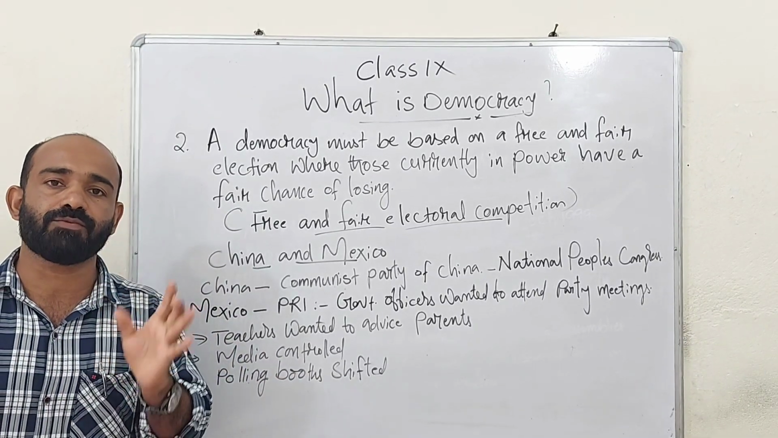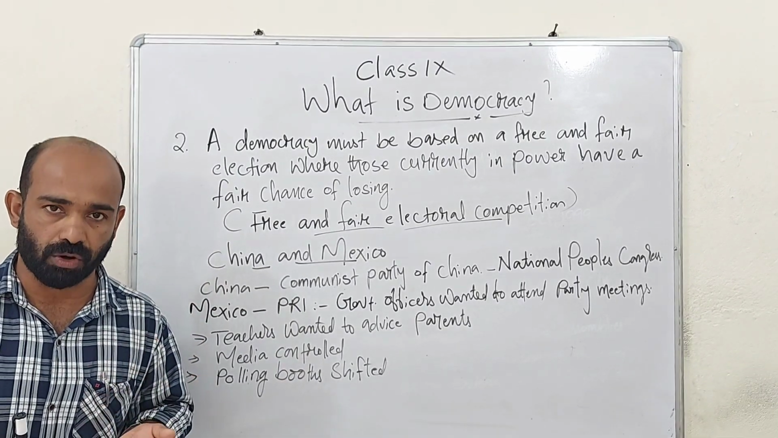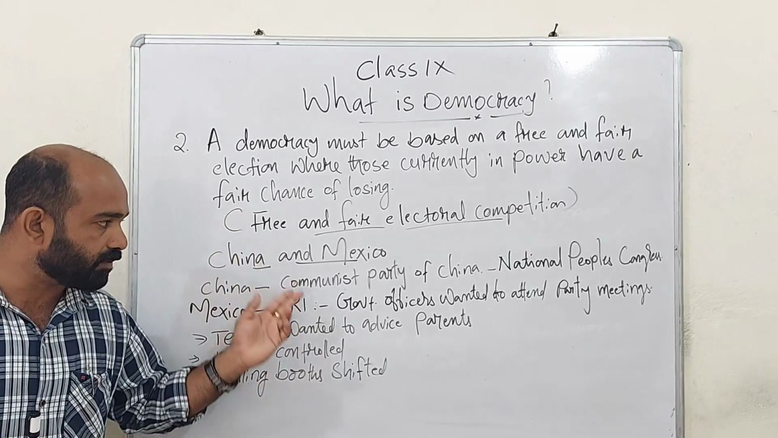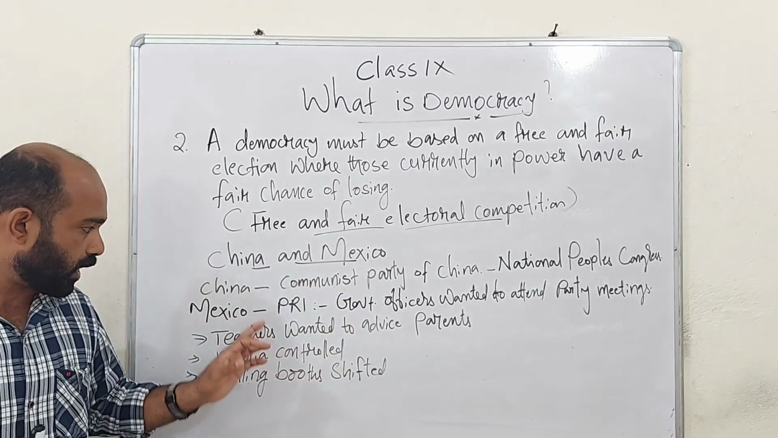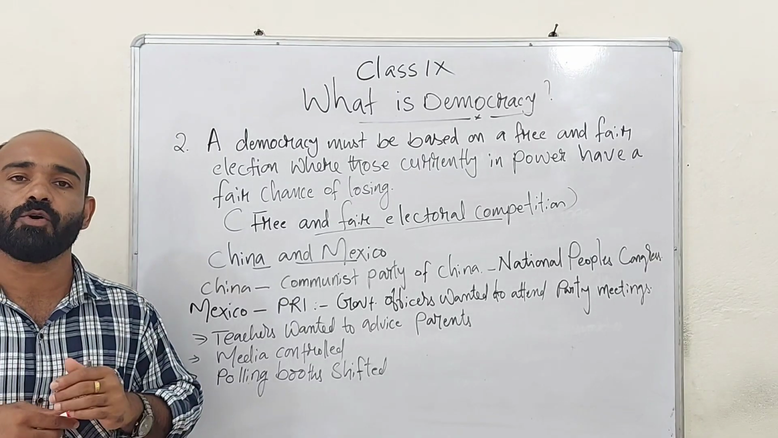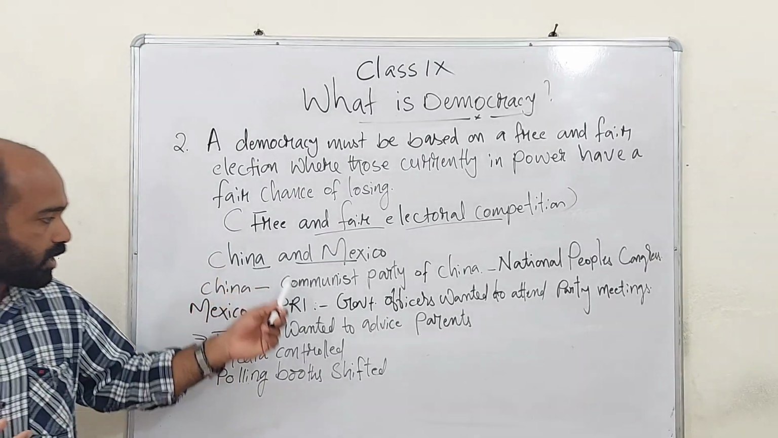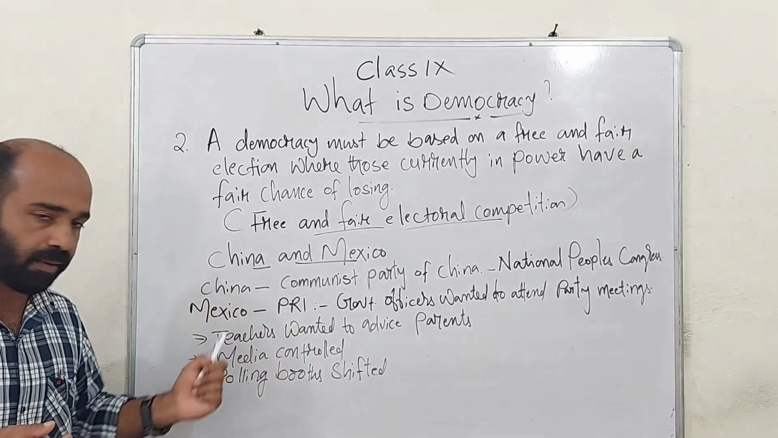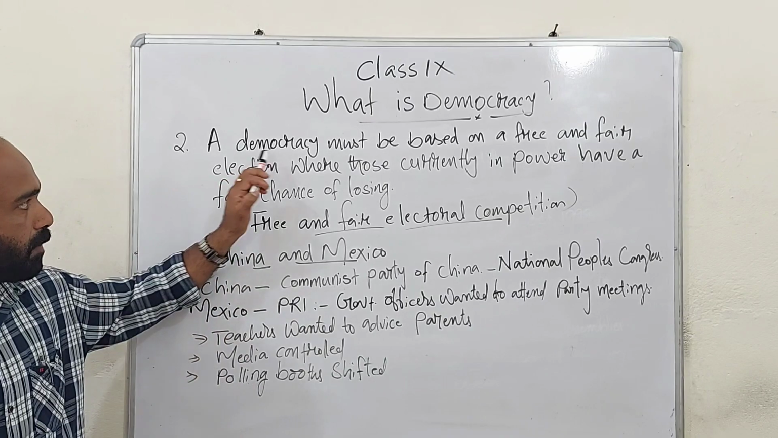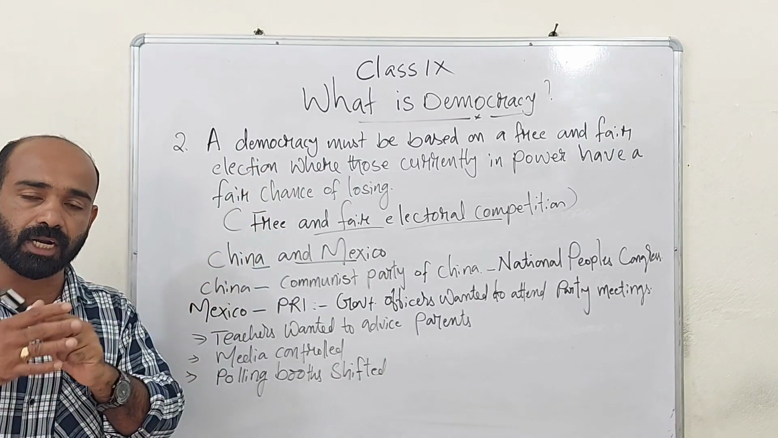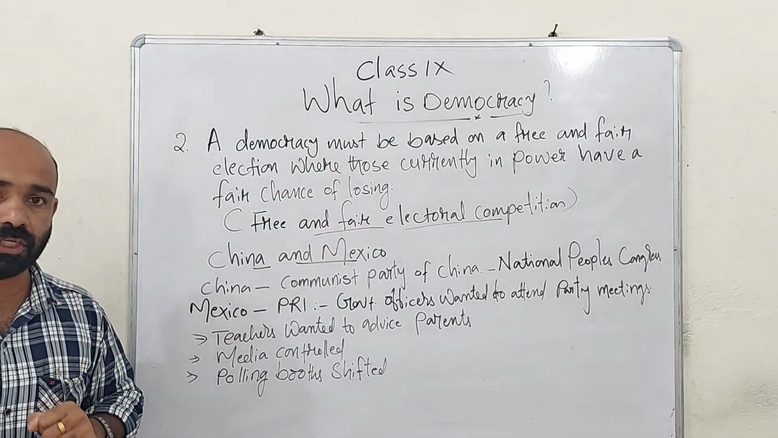This created a problem for the people to go from one place to another place to cast their vote. So all these fraud activities they conducted, because of that PRI always won the election. So here the question is whether in these two countries, China and Mexico, this feature exists or not. If a country wants to be called a real democracy, what feature should be there?